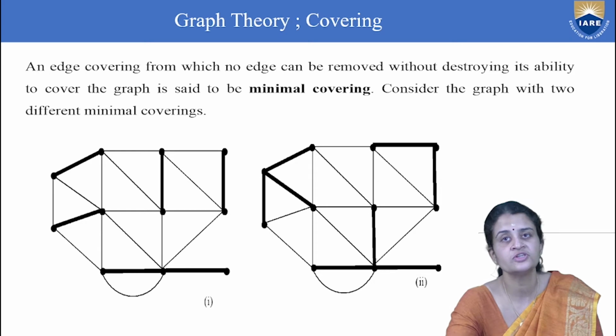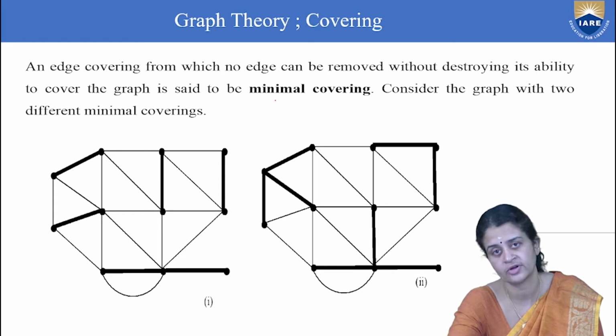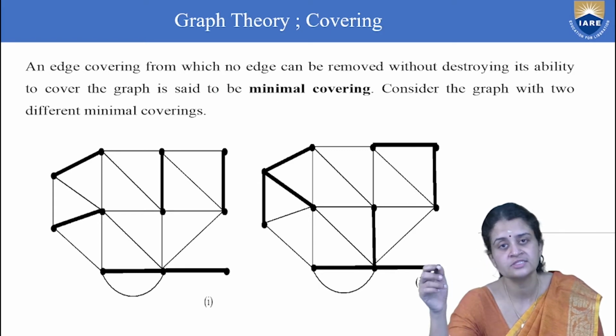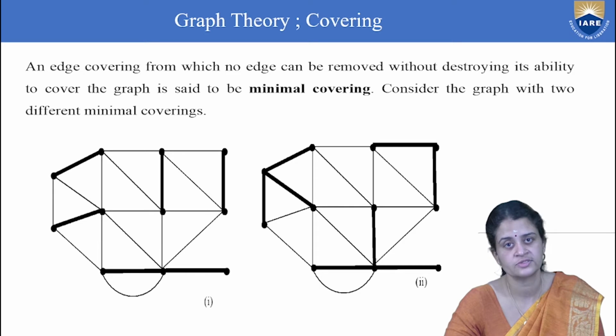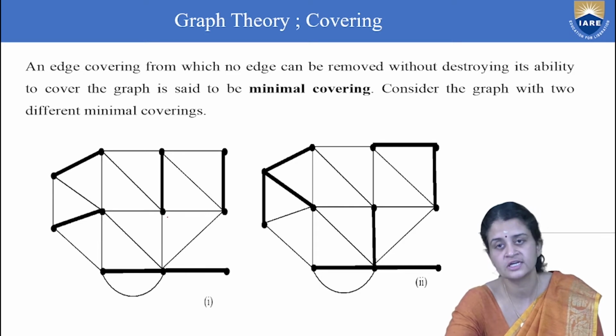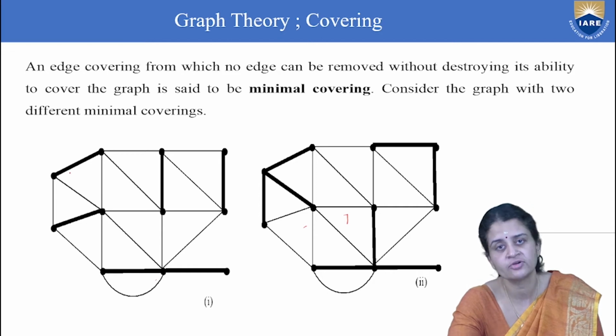An edge covering from which no edge can be removed without destroying its ability to cover the graph is said to be a minimal covering. That is, this minimal covering means there exists no other edge covering within it. Minimal edge covering. Okay, consider the graph with two different minimal coverings. Now, if you have the same graph, you can see that graphs 1 and 2 are the same graph. Same number of edges, same number of vertices, they are the same thing. But in the first one, you can see that I have drawn 6.